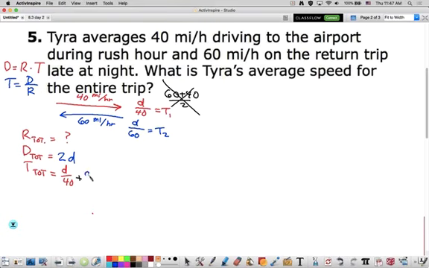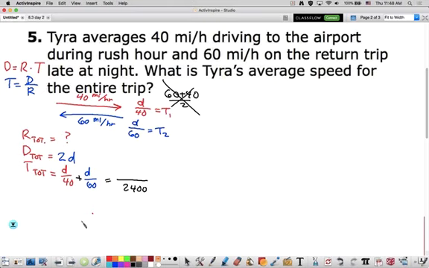Time 2 is d over 60. Before you start finding out what rate total is, let's simplify that. 60 times 40 is what, 2,400? 2,400, that's 60 times 40. 6, 12, 18, 24, yeah, that's right.